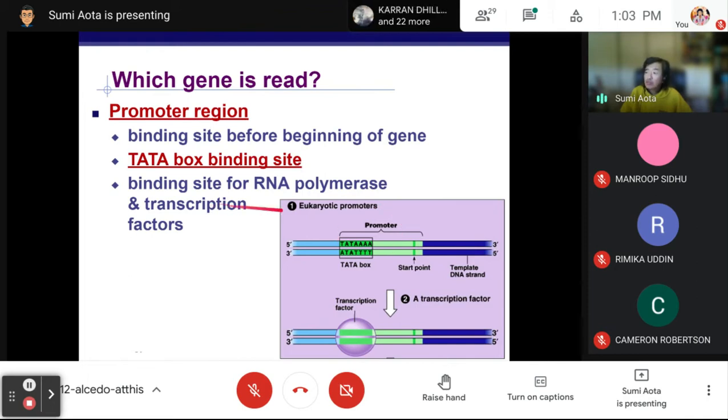Transcription factors are usually things like steroid hormones that are going to help the RNA polymerase attach to the promoter site. The rest of the slide you don't need. It's AP material, so you can skip it.